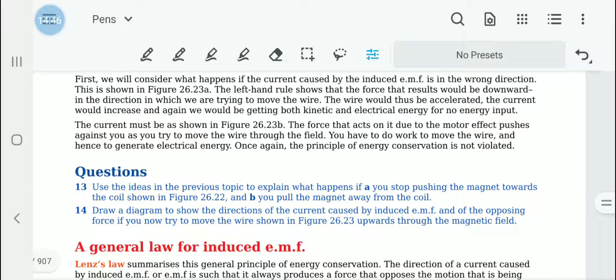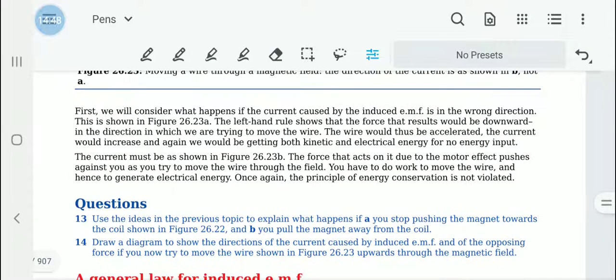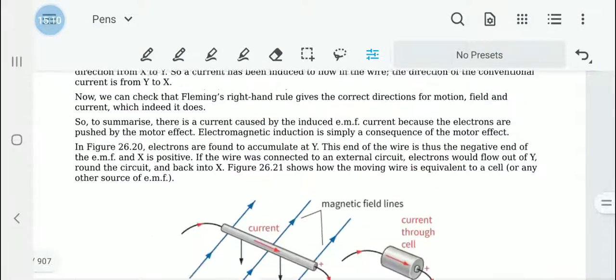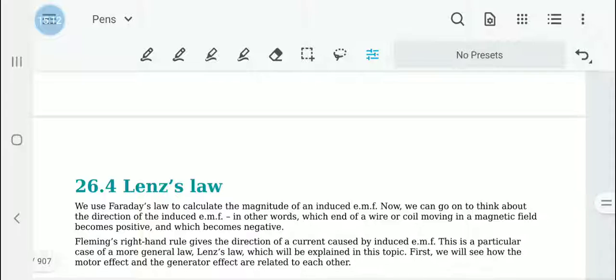So these two situations you need to understand really well, and you should be able to explain it if they give you questions of that sort. Questions number 13 and 14 will let you know how questions should be answered. Let's write down a note on this. Lenz's law.